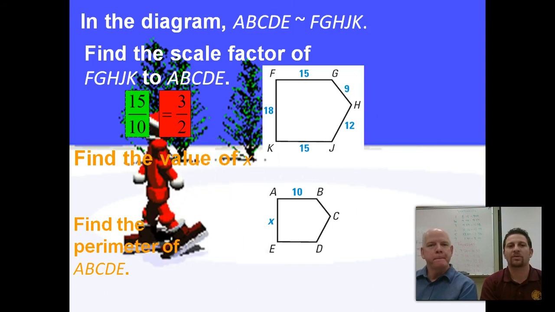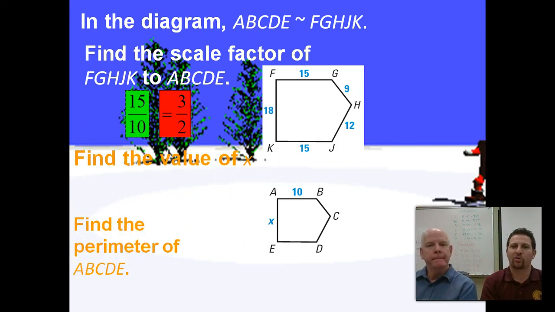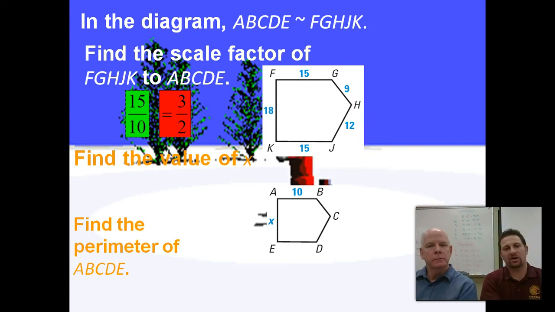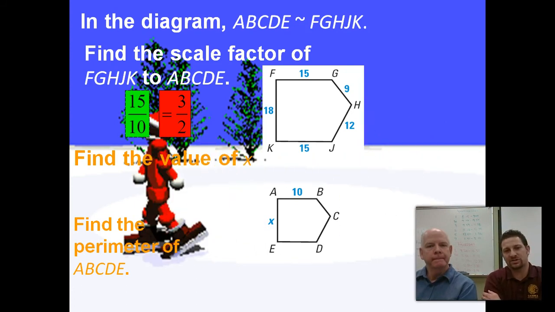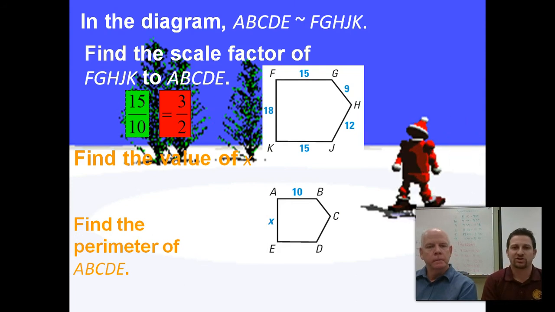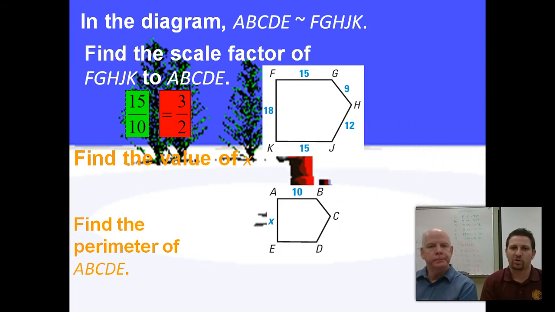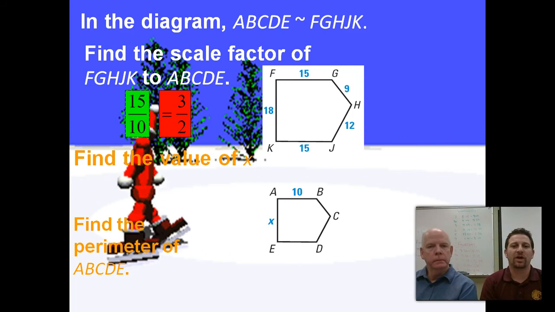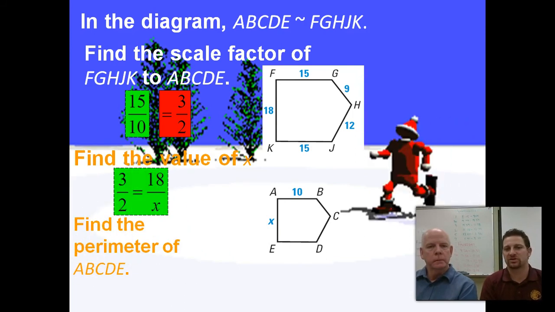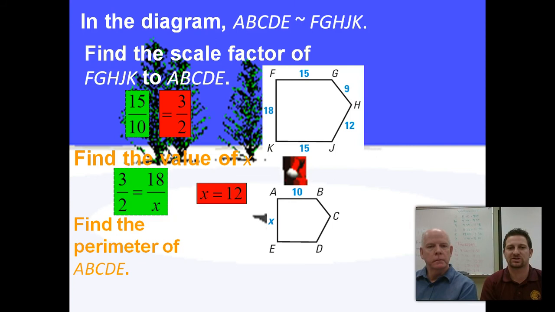All right, and now we want to find the perimeter of the ABCDE polygon. First we got to find the value of X, sorry. So let's set up a proportion here. 3 over 2 equals 18 over X. Cross multiply, 2 times 18 is 36, divide that by 3, and we get X is 12.